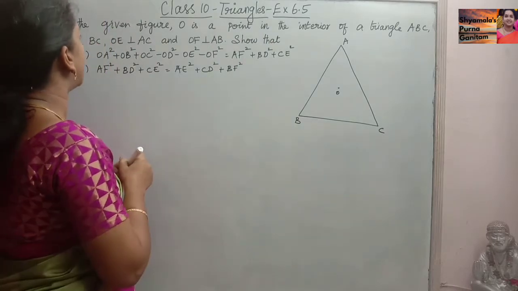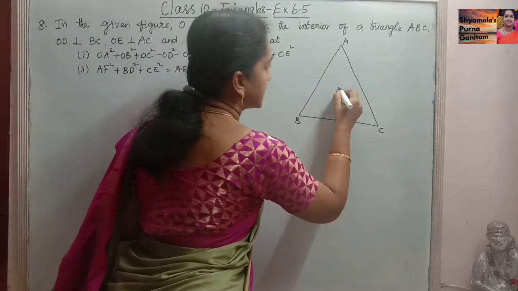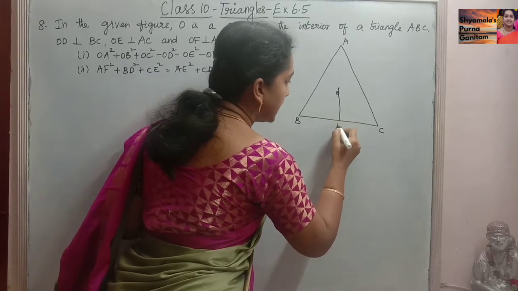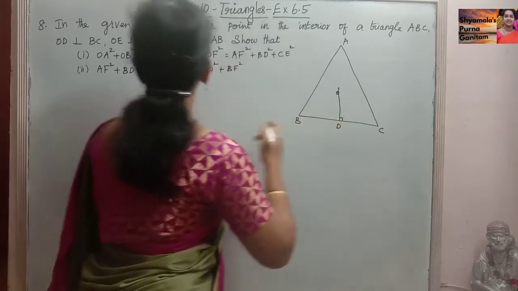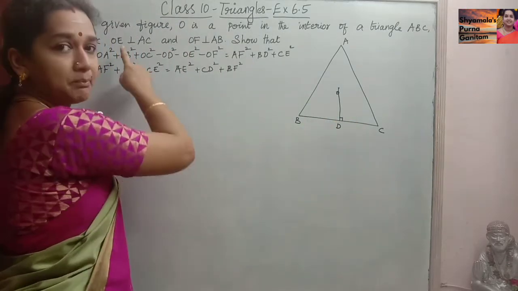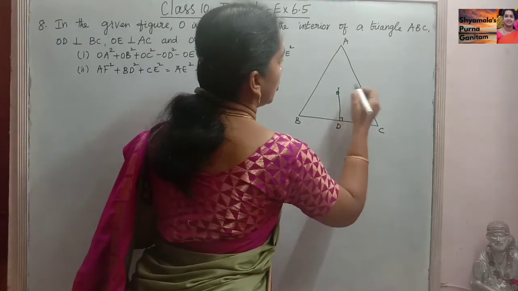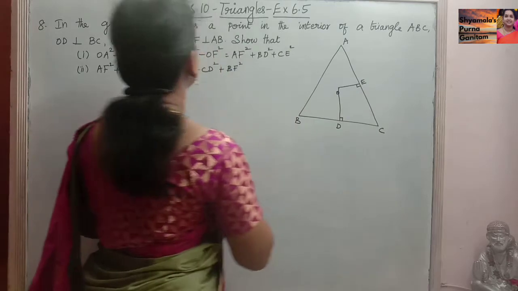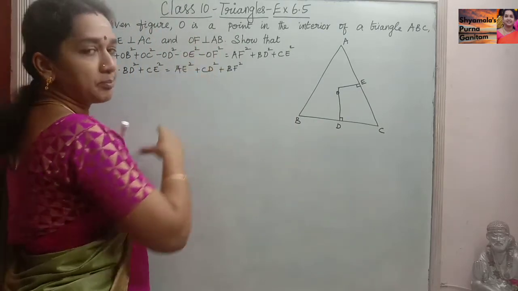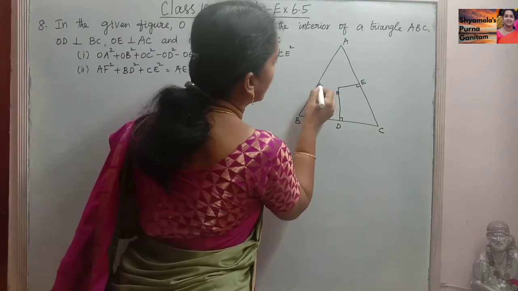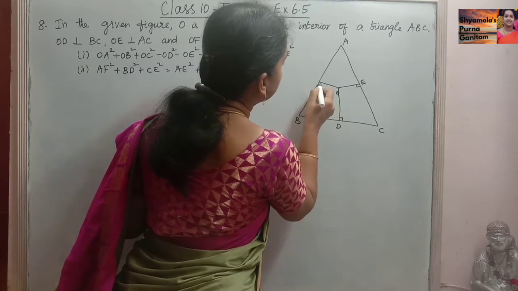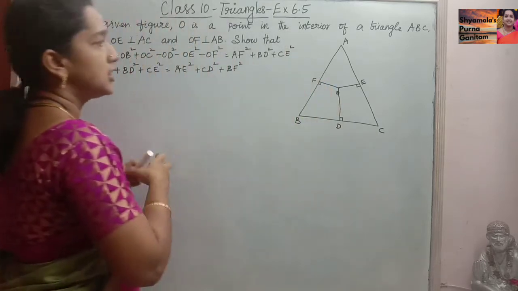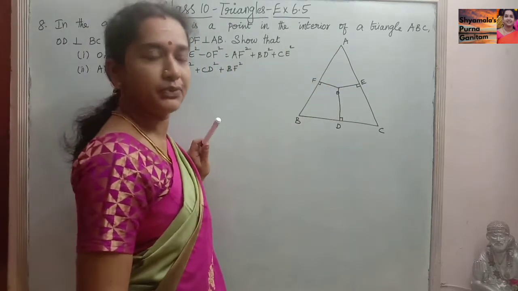In this, OD is perpendicular to BC. OE is perpendicular to AC, and OF is perpendicular to AB. Show that. So this is the figure given.